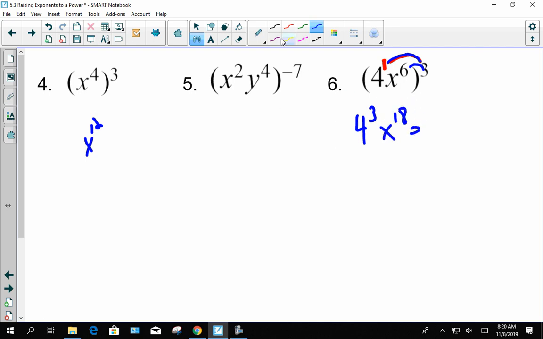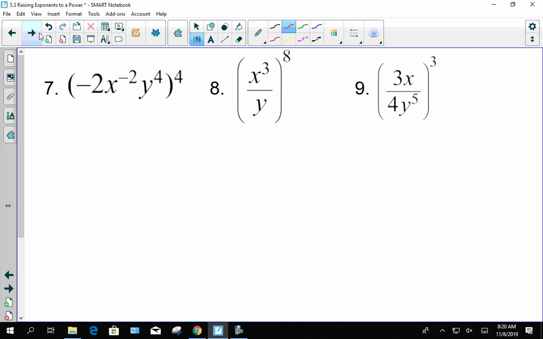Can I leave it 4 to the 3rd power? No, I cannot. What is 4 to the 3rd power? Yep. 64x to the 18th power. There you go. So, there's a 1 here. Remember that.